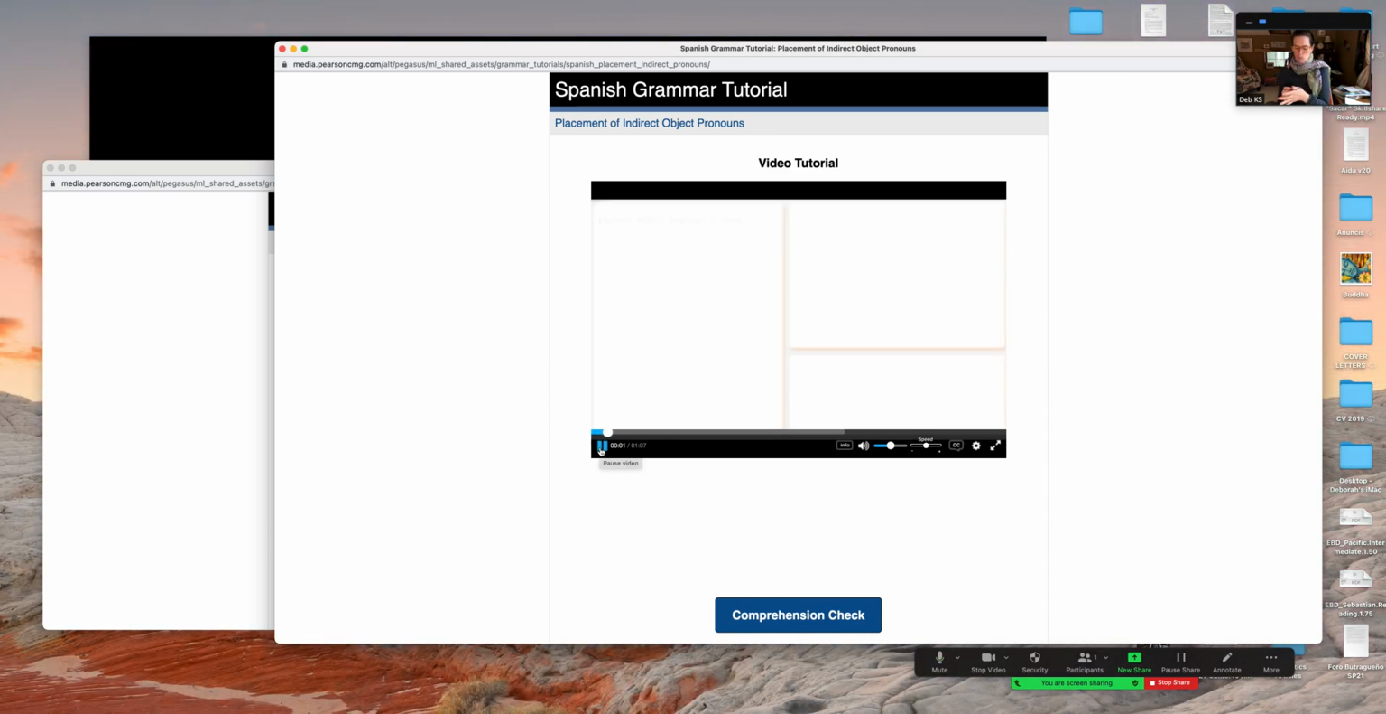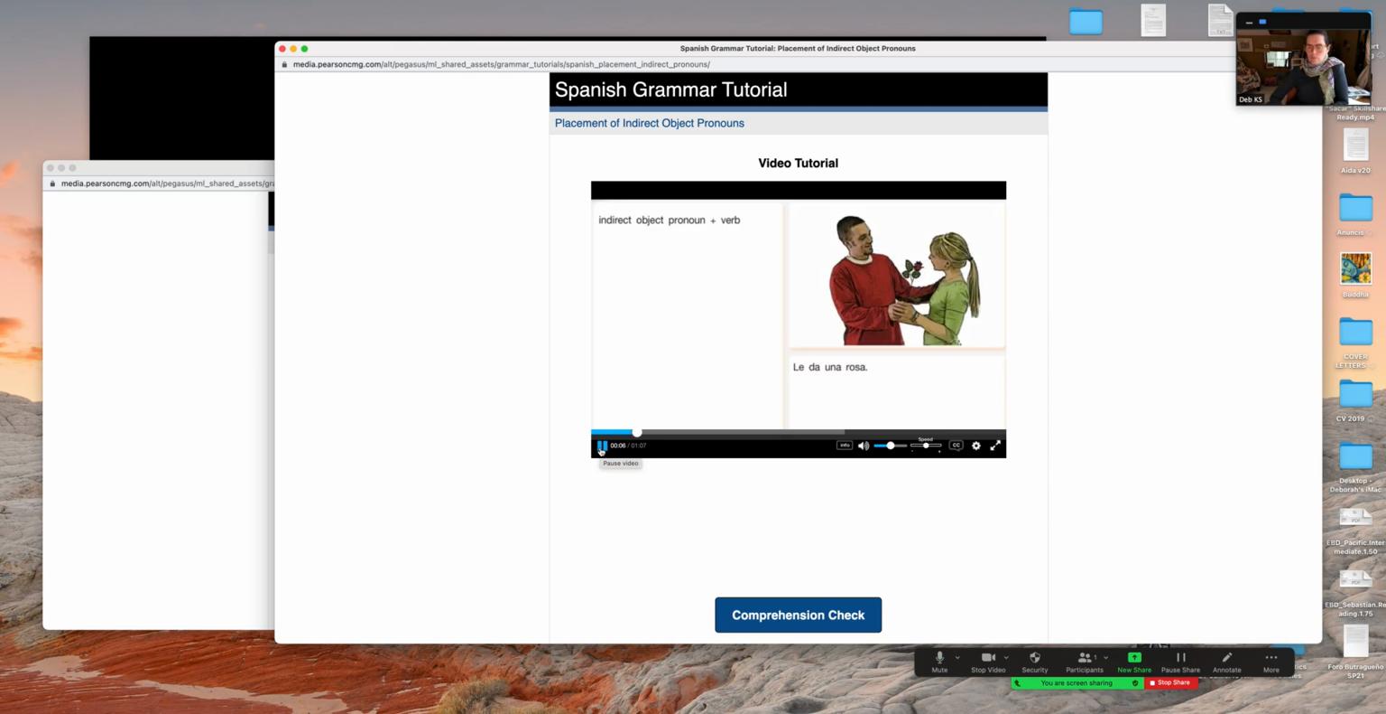In Spanish, indirect object pronouns are usually found immediately before the verb.